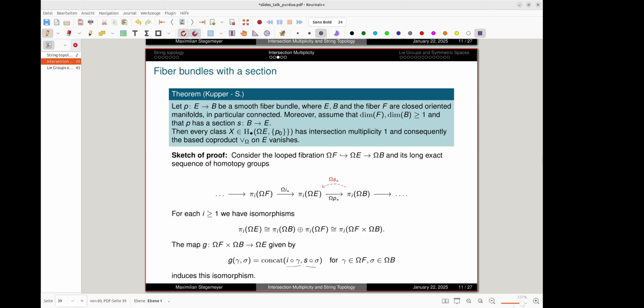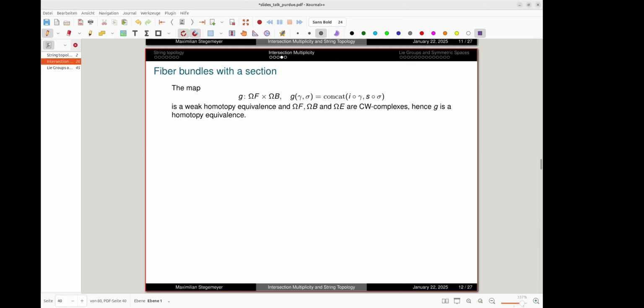Now we've seen that this map, sorry, there's a missing omega, this goes to omega E, is a weak homotopy equivalence. And it's a result by Milnor that loop spaces of closed manifolds are CW complexes.